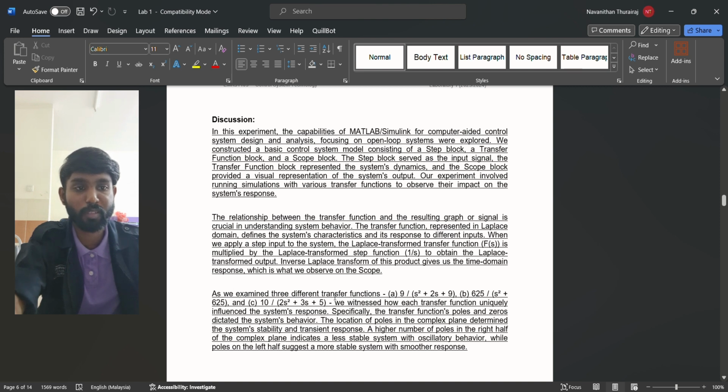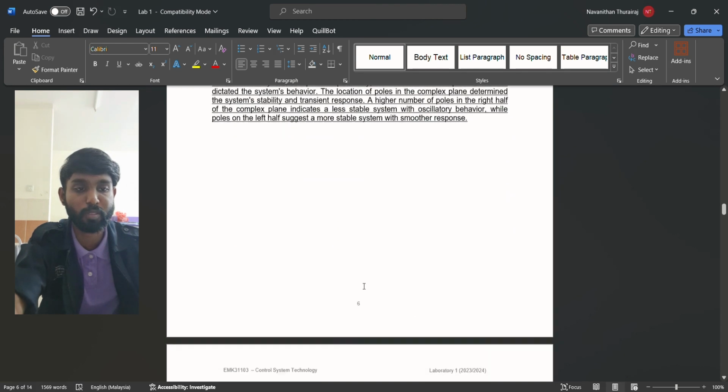We examine 3 different transfer functions: A, 9 over s square plus 2s plus 9; B, 625 over s square plus 625; and C, 10 over 2s square plus 3s plus 5. We witness how each transfer function uniquely influences the system's response. Specifically, the transfer function's poles and zeros dictate the system's behavior. The location of poles in the complex plane determines the system's stability and transient response. A higher number of poles in the right half of the complex plane indicates a less stable system with oscillatory behavior, while poles on the left half suggest a more stable system with smoother response.